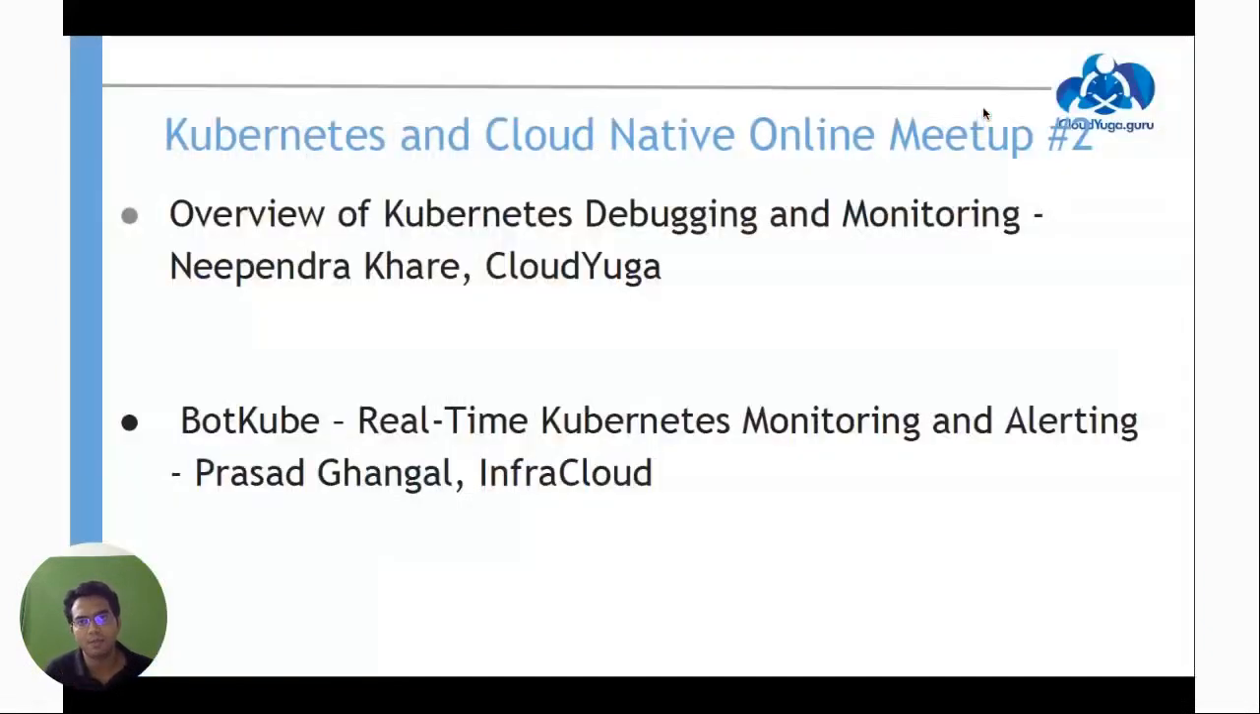In this particular meetup, we are going to cover two things. One is an overview of Kubernetes debugging and monitoring. We look at most of the default tools which come with Kubernetes, which I would do. This would be around 25 minutes, and then we would have Prasad from InfraCloud, who would talk about BotKube. He's the maintainer of the BotKube project, using which we can do real-time Kubernetes monitoring, alerting, and debugging. So that's the agenda for today. With that, let's get going.